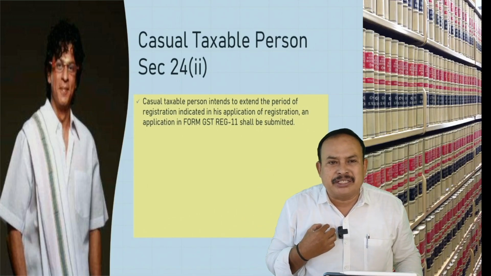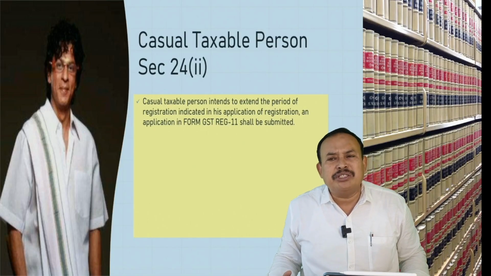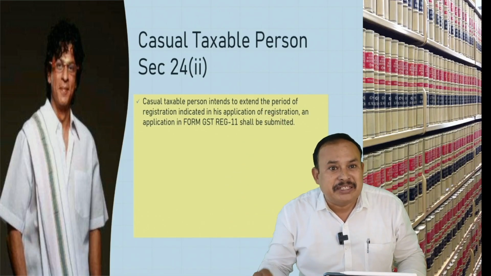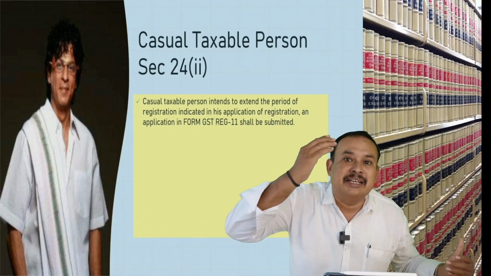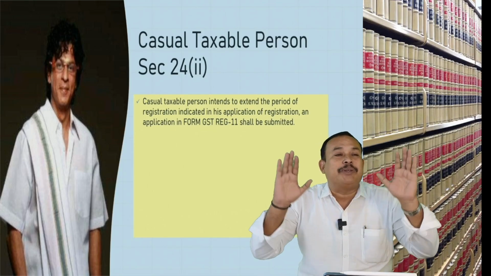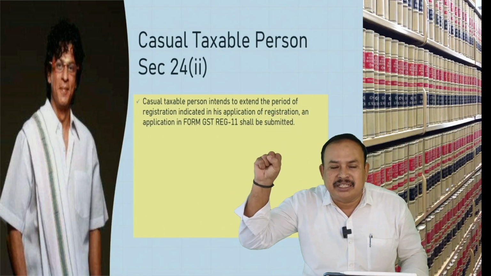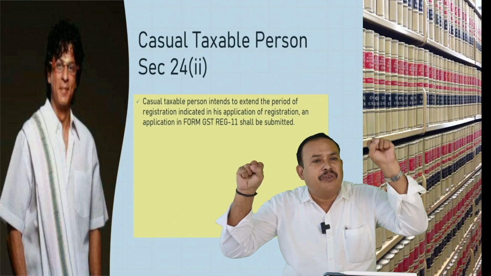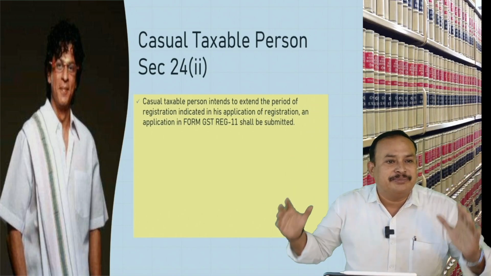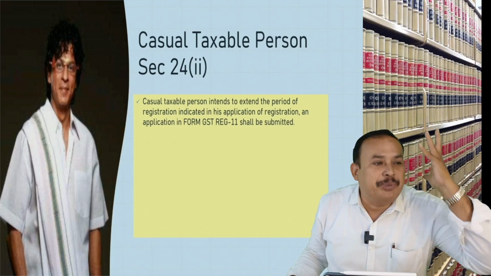Example: a toy seller went to Kerala from Tamil Nadu. He wants to stay for 30 days. 30 days or 90 days from the date of registration, whichever is earlier. Repeating, the time limit for a casual taxable person is 90 days from the date of registration or the period for which you sought registration, whichever is earlier. After that only is your registration valid. After that it will disappear.